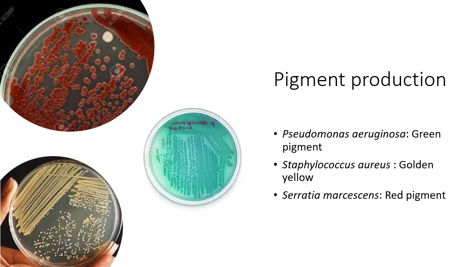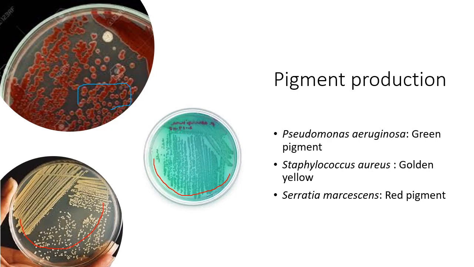And then there's this interesting thing called a pigment. Some bacteria produce a pigment. So you have the green colored pigment which you're seeing over here, which is produced by a gram-negative bacteria called Pseudomonas aeruginosa. Then you have a yellow colored pigment which is produced by Staphylococcus aureus, which is a gram-positive cocci. And then Serratia marcescens produces this beautiful red pigment, and you can see that here.